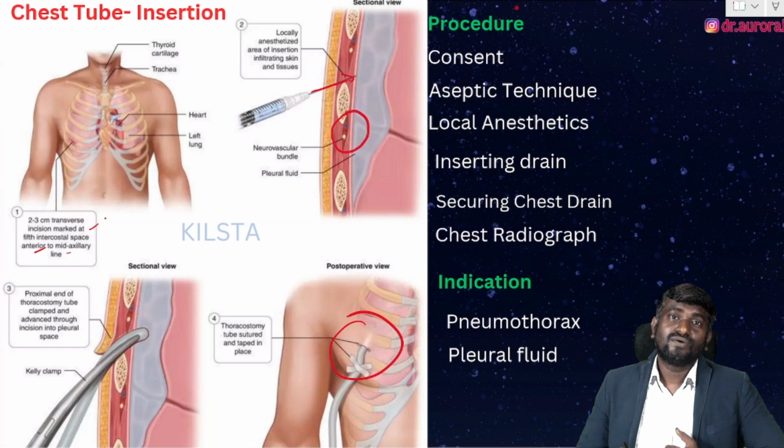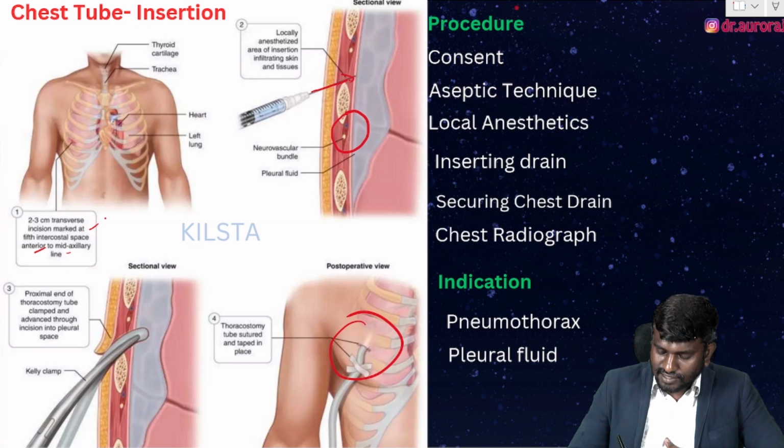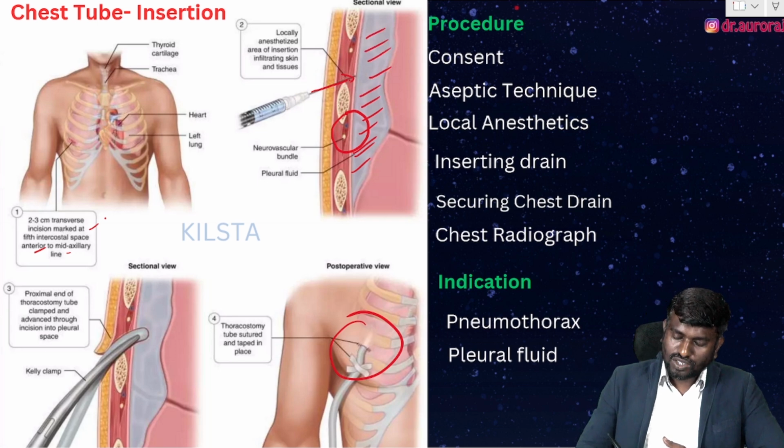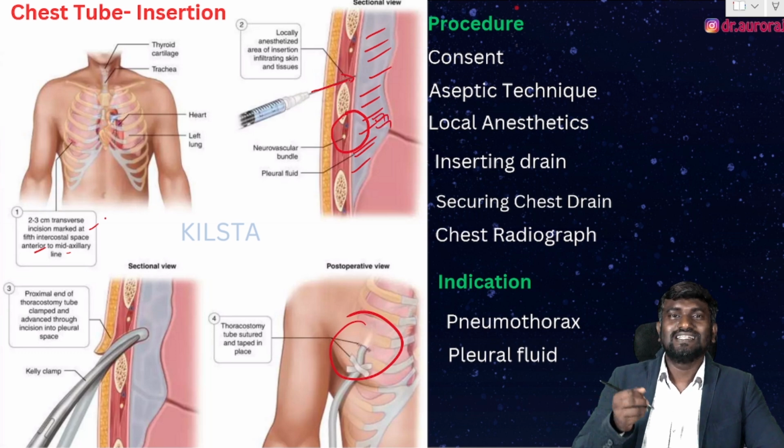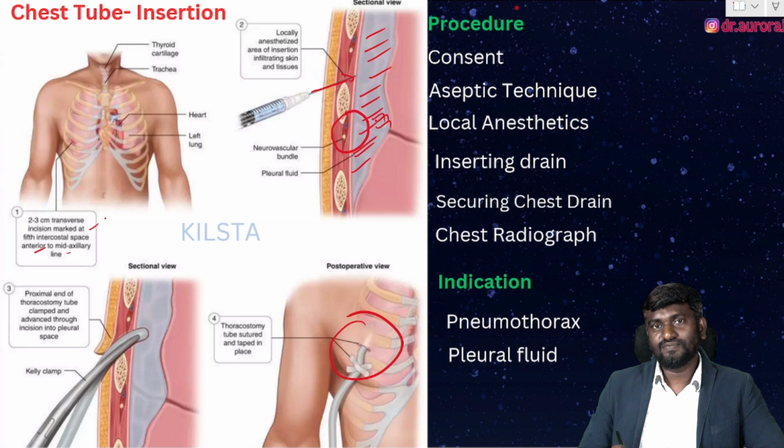Yes. When do you do chest tube insertion? In case of pleural effusion or pneumothorax. Yes. Now you wanted to extract, you wanted to drain these fluids out of the chest. Therefore, you use chest tube insertion. It is also called as thoracostomy.